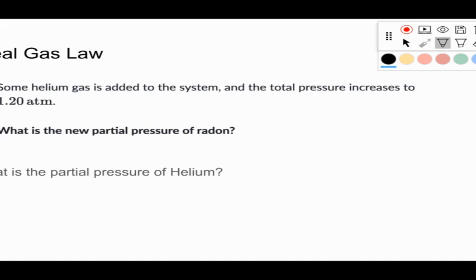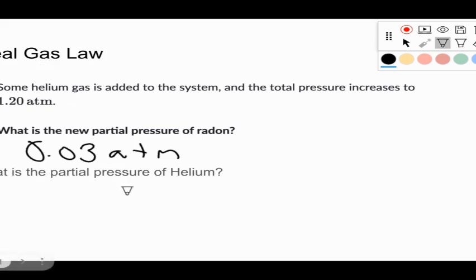And so you have to be really careful and read into the question. It says a new partial pressure of radon if I added some helium gas. Well, I'm just adding more things to the mixture, but I didn't add any radon gas. So it's a trick question. The answer is still 0.03 atm because I didn't add any more radon. I added helium. So helium is going to have a specific pressure, but radon doesn't change its pressure. My total pressure did because the helium came in and added more pressure on its own.